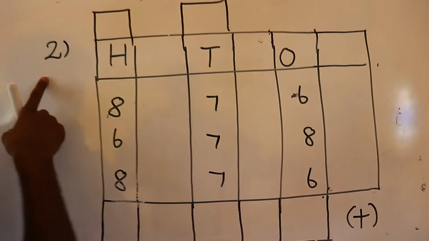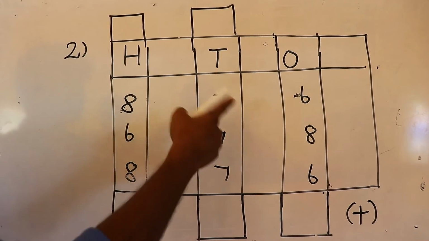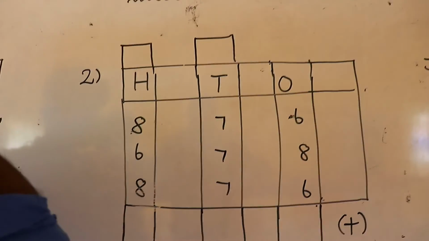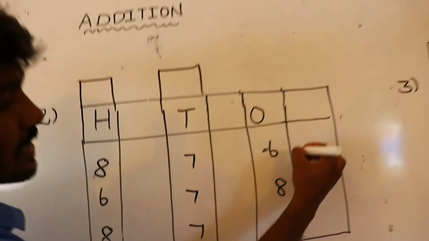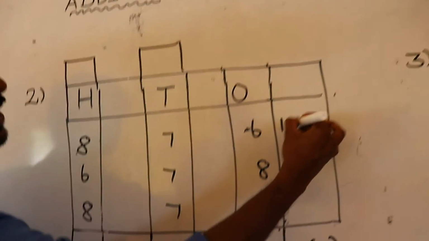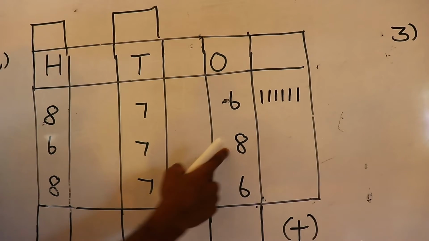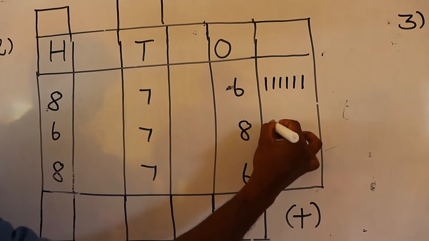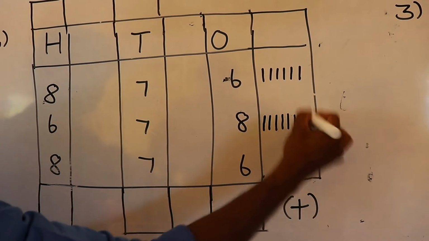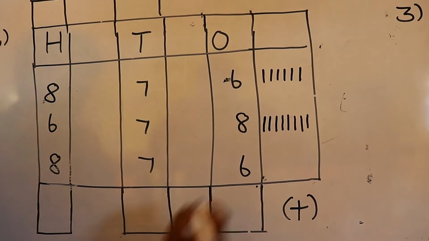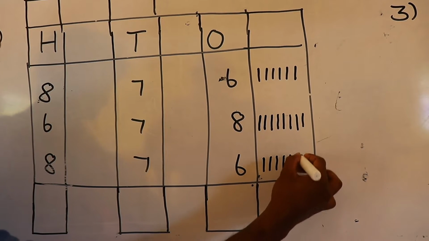Next, second sum, the same: ones value, tens value, hundreds value. These numbers are also 3-digit numbers. The first value is 6, the ones value 6, so draw 6 lines. Then the second value is 8, so draw 8 lines. Then the last number is 6, so draw 6 lines.